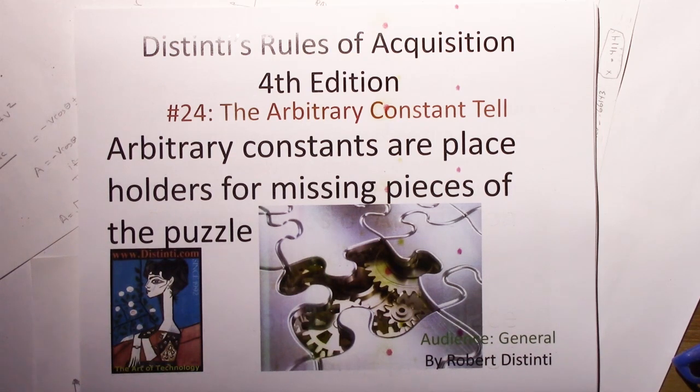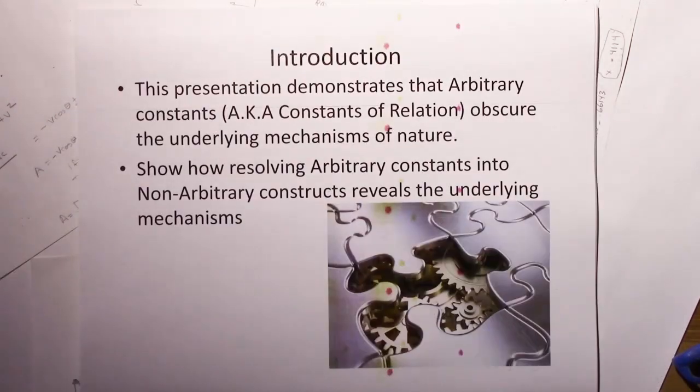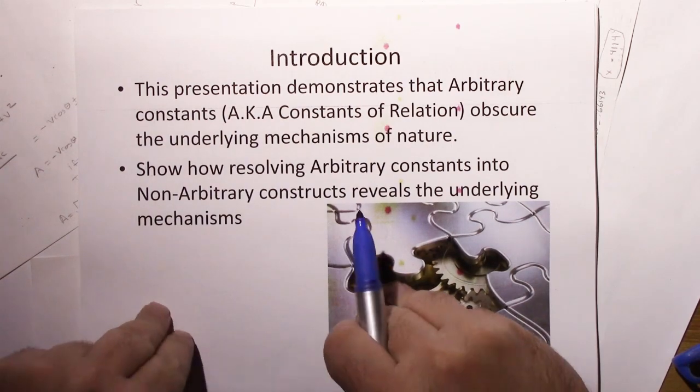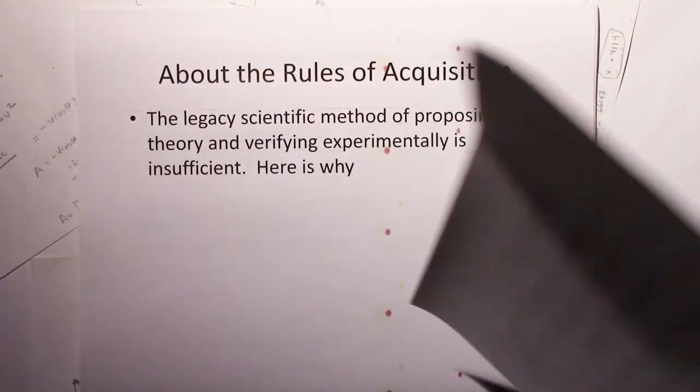The 24th Rule of Acquisition is the arbitrary constant tell, which basically means that arbitrary constants are the placeholders for missing pieces of the puzzle. This presentation demonstrates that arbitrary constants, also known as constants of relation, obscure the underlying mechanisms of nature. In this video, we're going to show how resolving arbitrary constants into non-arbitrary constructs reveals the underlying mechanisms. Now, why is this important?